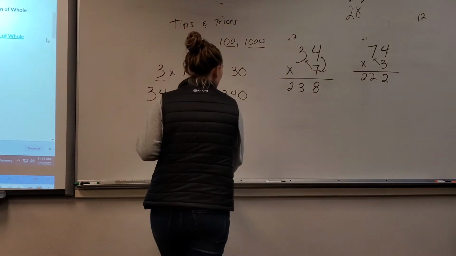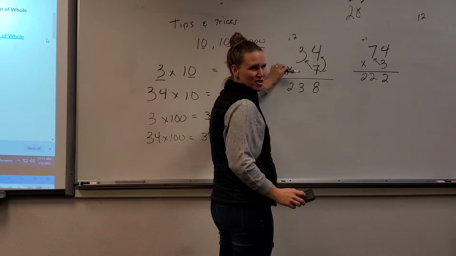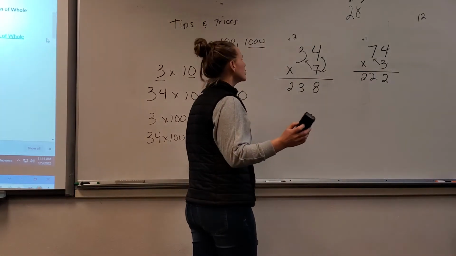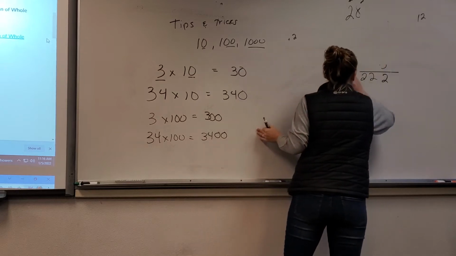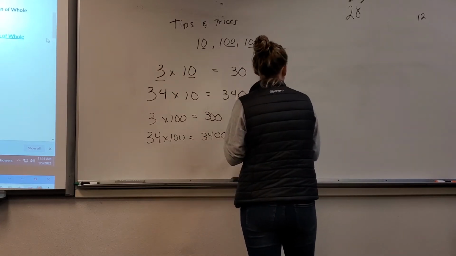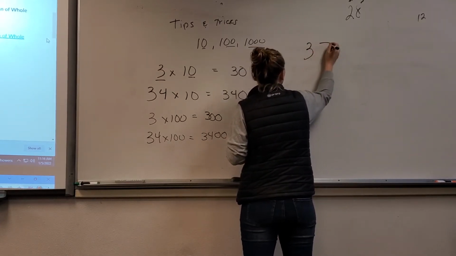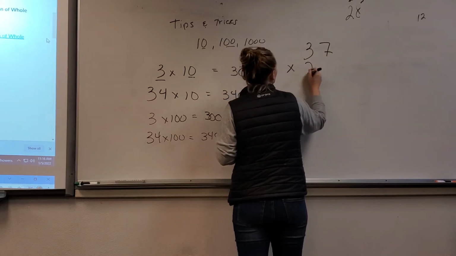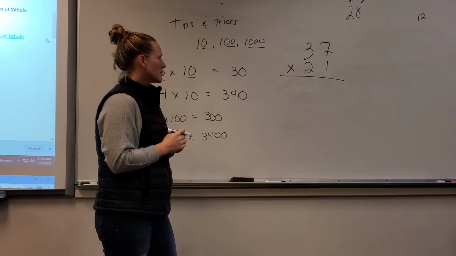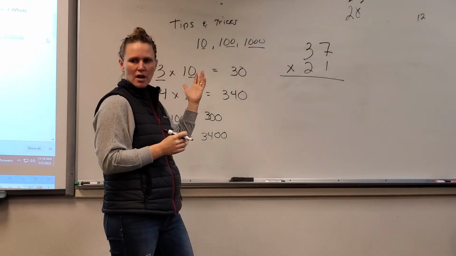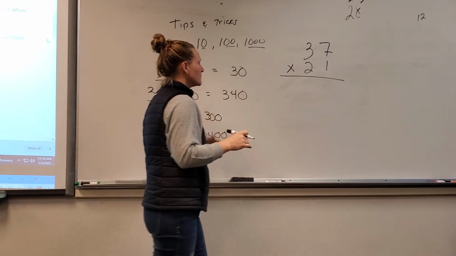Okay. So, let's talk about multiplying double digits. Isn't there a song? Double digits. Okay. So, moving on. You guys grasp that. Let's talk about double digits. Let's do 37 times 21. We put the larger number on top, no problem.